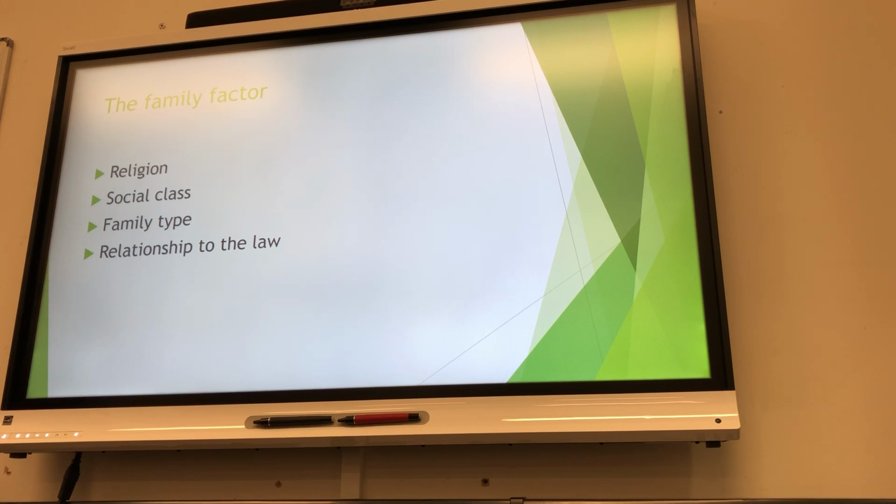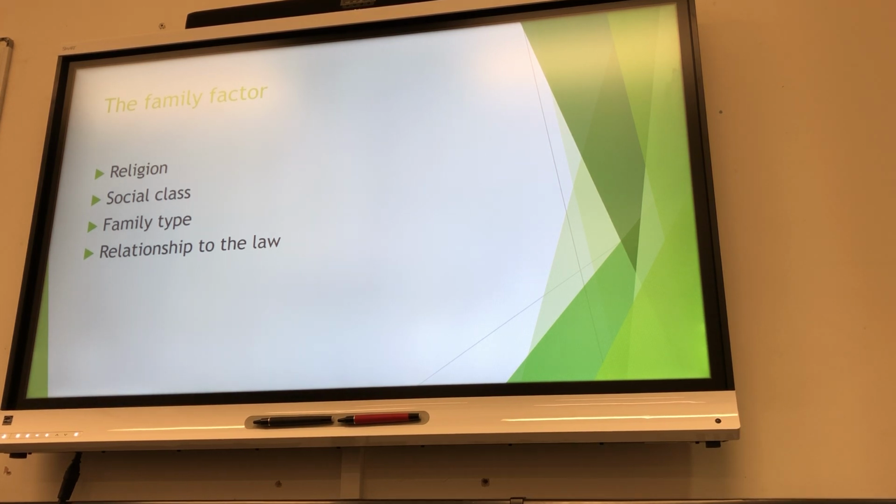Relationship to the law, what does that mean, and why is that a family factor? If you've got parents or family relations in prison, or out on release, or families where crime is constantly committed, all that affects our children. We are going to talk about how crime affects children in a family context when we do crime.